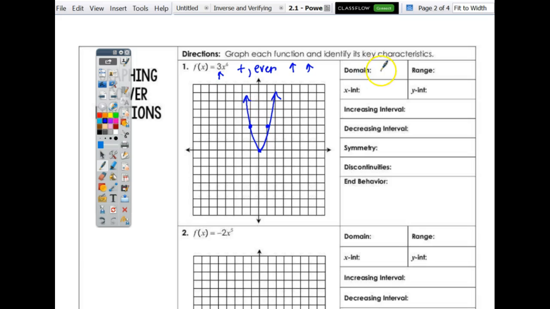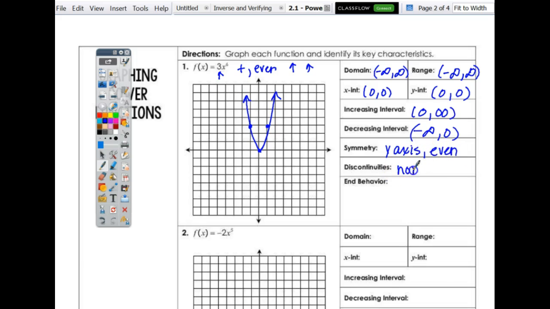So my domain is negative infinity to infinity. My range is negative infinity to infinity. My x-intercept is 0, 0, which makes my y-intercept 0, 0. My increasing interval would be 0 to infinity. My decreasing interval is negative infinity to 0. Symmetry around the y-axis, because it's even. There's no discontinuity.